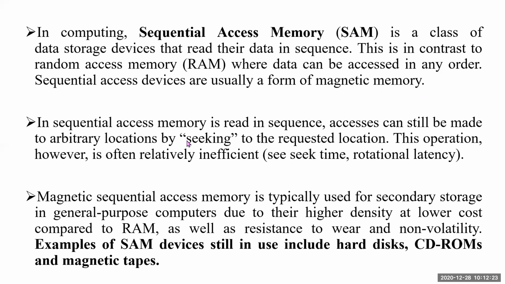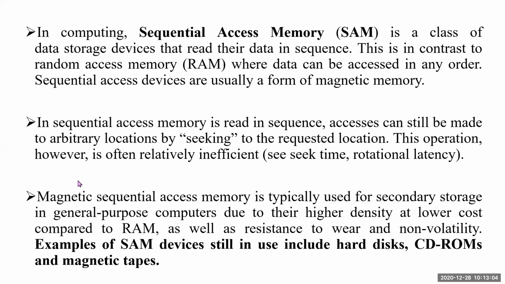In sequential access memory, data is read in a sequence. That means accesses can still be made to an arbitrary location by seeking to the requested location. In sequential access memory, data is accessed in sequence from each location, one after another. But with random access memory, you access data from whichever location you want in an address, directly. Here it has to happen one after another. That is called sequential access memory.